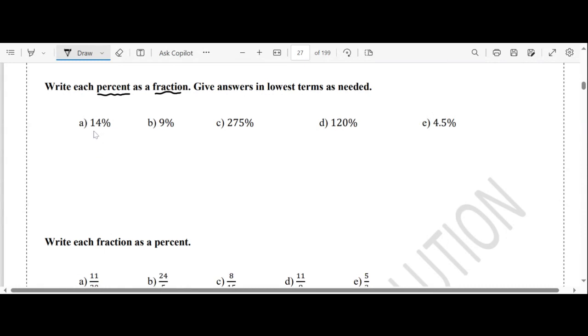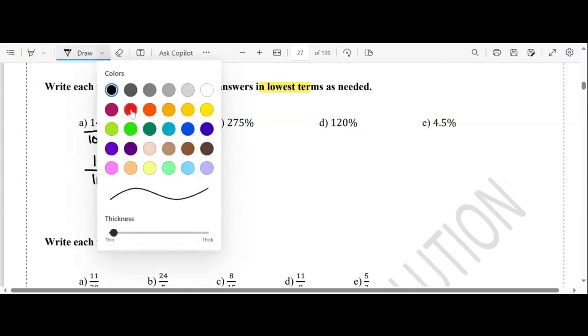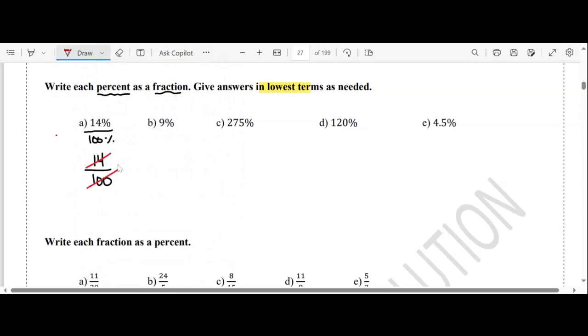First, I have to change this to a decimal, correct? Yeah. How can I change it to a decimal? Divide by 100%. What do you get? 0.14. What if I tell you 14 over 100? Is that okay? Yes. Now, he's asking you to do it in what? Simplified. How do I know it's simplified? He said lowest. So, can I reduce this? Divide by what? By 2. 7. So, what do you get? 7 over 50.